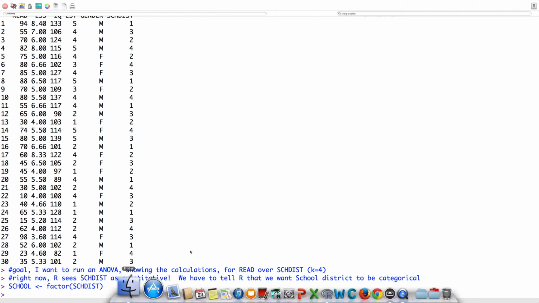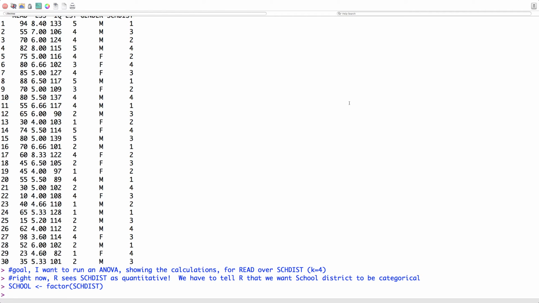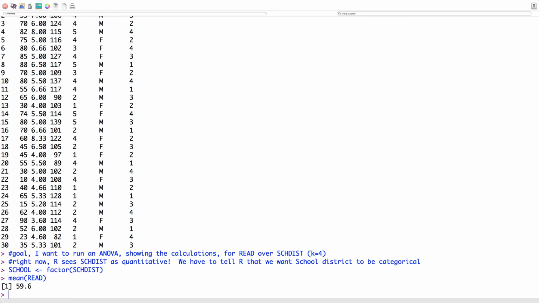Okay. Now, first thing I'd want to do is think about what I need. Well, first thing I need is the total mean for read. So guys, I don't know about you, but I'm going to go along and write this stuff down over on the blackboard. So the overall mean, the grand mean for read is going to be 59.6.